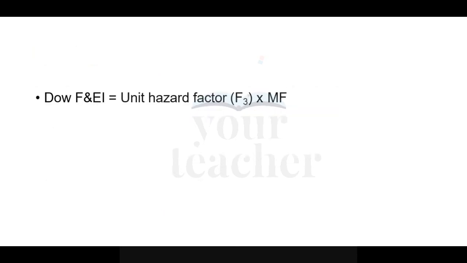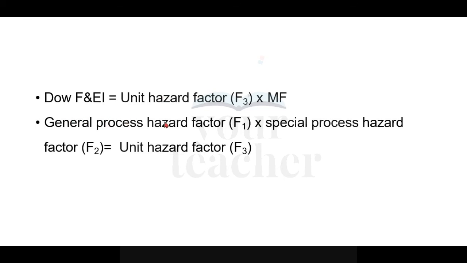Therefore, we have found all the terms in the equation: the general process hazard factor and the special process hazard factor, both multiplied to obtain the unit process hazard factor, and this unit hazard factor multiplied by the material factor will finally give the Dow Fire and Explosion Index, so that we can have the degree of hazard in a particular operation.